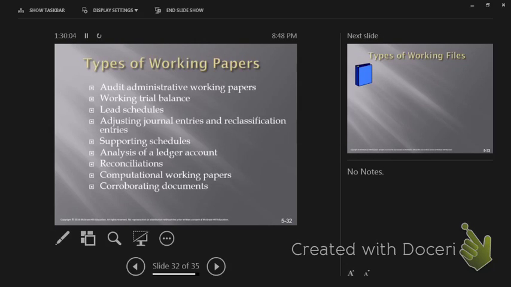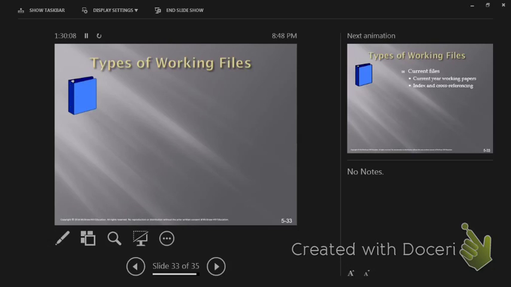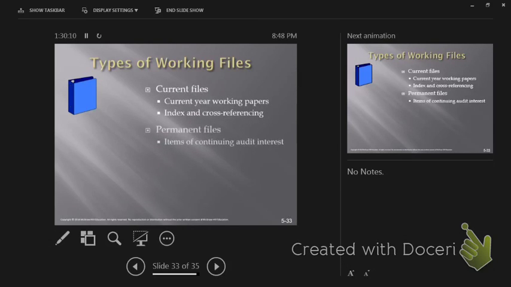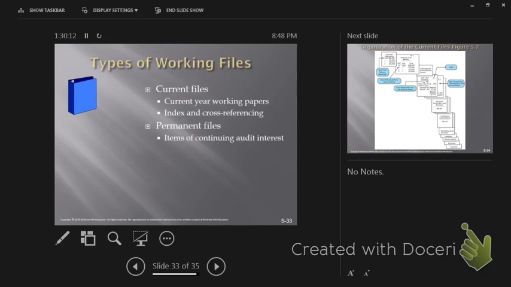Sometimes it would be copies of something you took. Sometimes it would be notes of something you took. And then you have two different types of files. You have your current files and you have your permanent files. Right? Current files are what you're working on now and indexed. And then permanent files are those that are going to stay in the file, the continuing audit file that is going to be kept back at the location, which is usually now going to be on a server somewhere for the most part. Not every audit firm is using e-files yet.